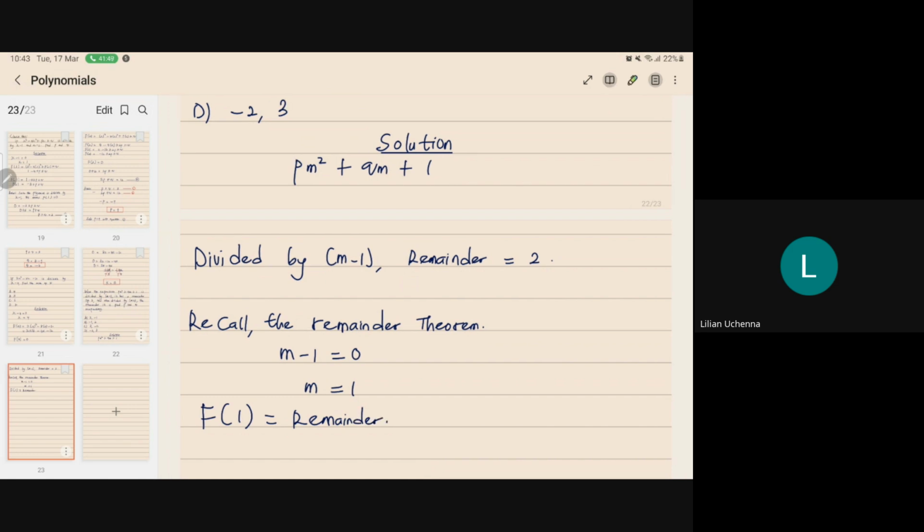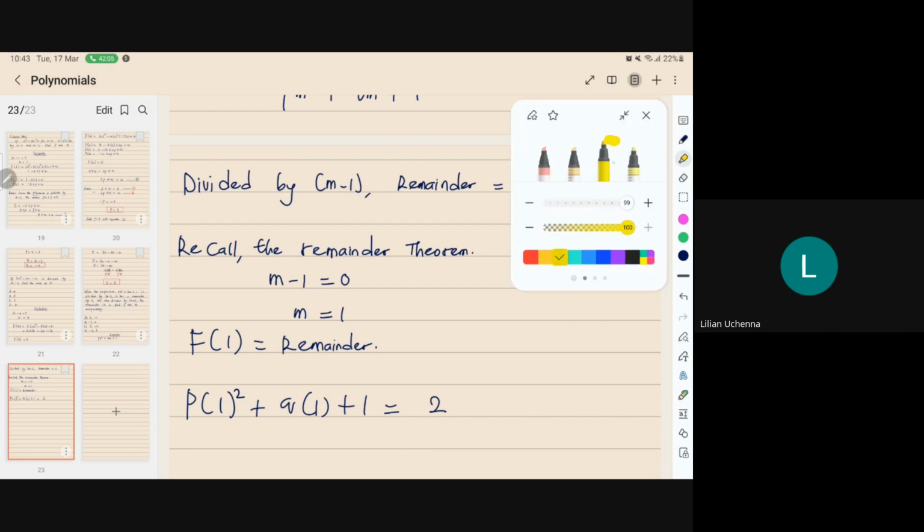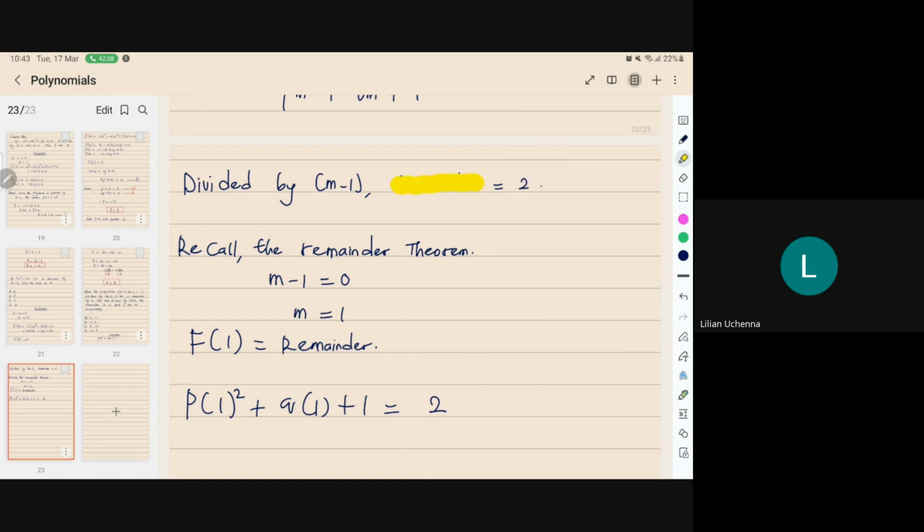So now the function I have there is p(m) = pm squared plus qm plus 1. So this means p(1) squared plus q(1) plus 1 is equal to 2, the remainder. That was what was given to us. If you are following me, give me a thumbs up, please. If you are still following, I need a thumbs up. That's our remainder theorem. All right, beautiful.